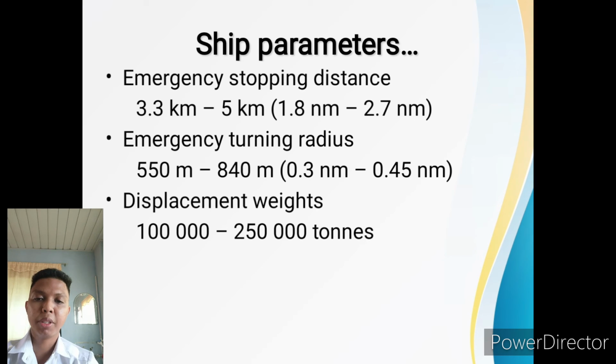Ship parameters: emergency stopping distance 3.3 km to 5 km, or in nautical miles 1.8 nautical miles to 2.7 nautical miles. Emergency turning radius 550 meters to 840 meters, or in nautical miles 0.3 nautical mile to 0.45 nautical mile. And lastly, the displacement weighs 100,000 to 250,000 tons.